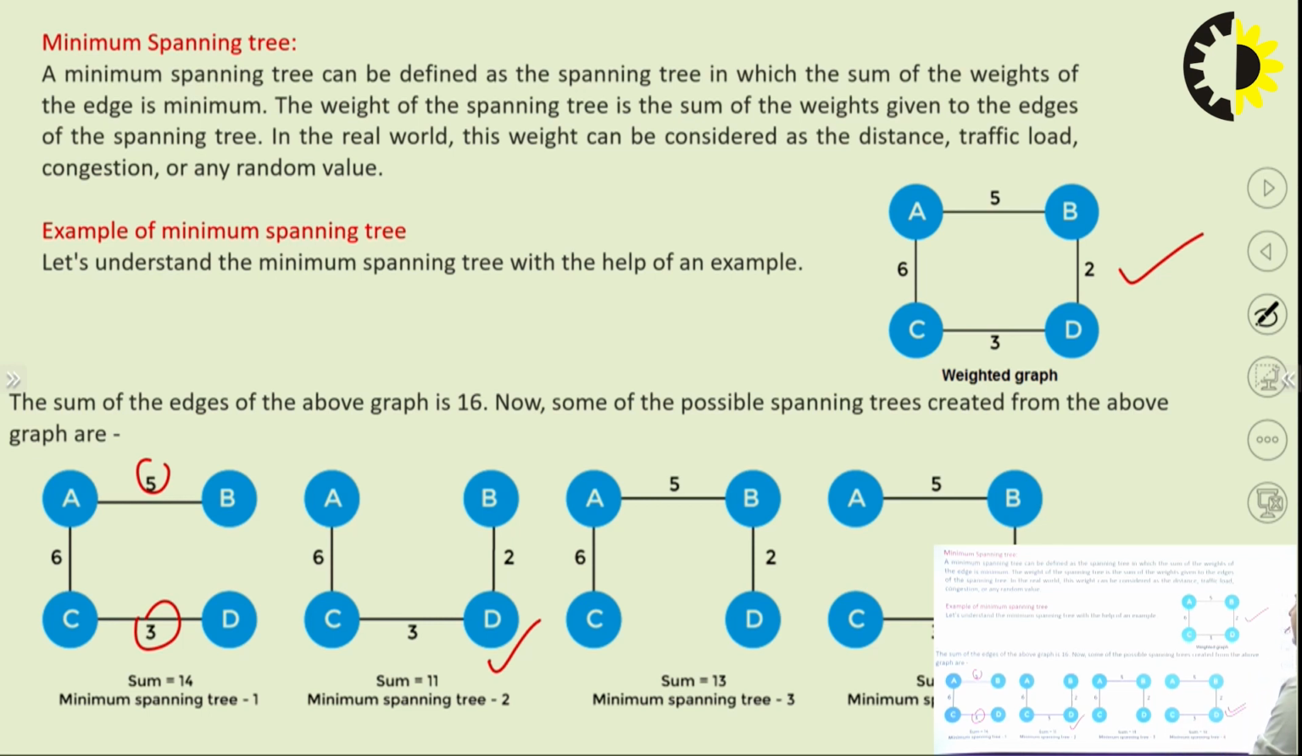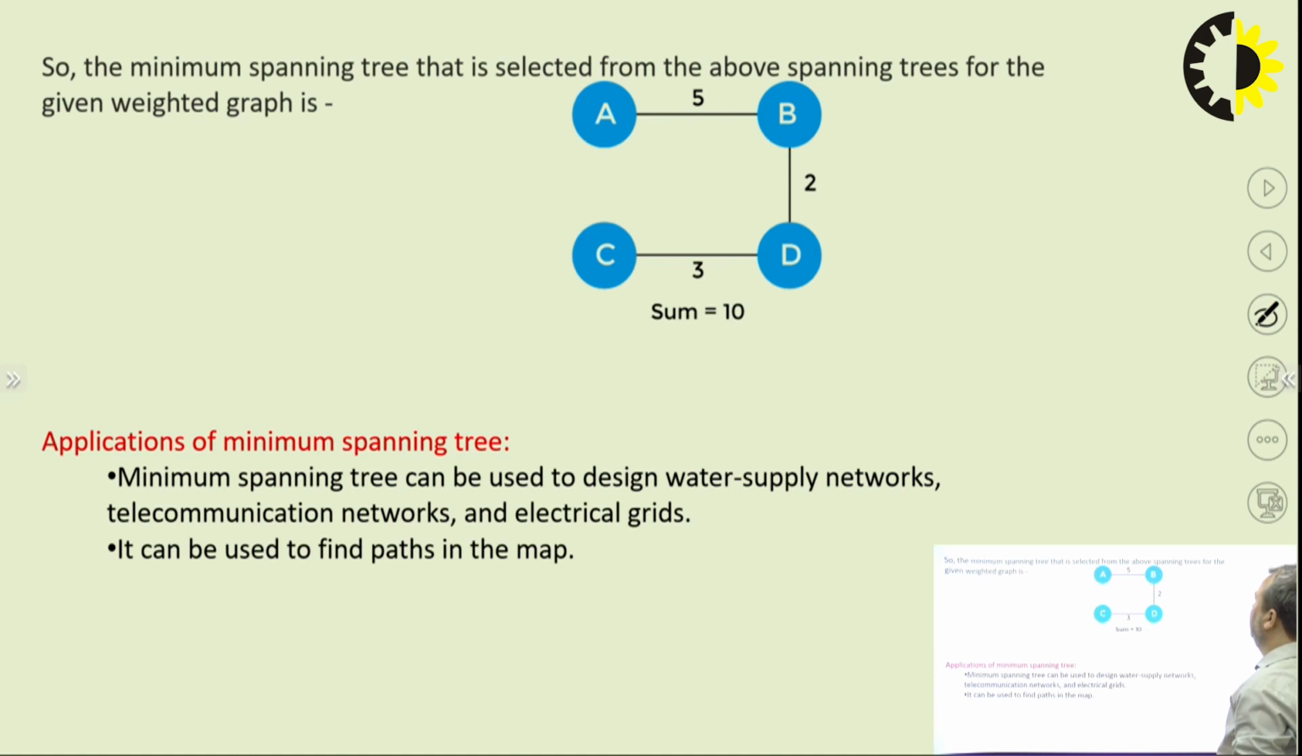So this way we can find out and verify whether it is a spanning tree or not. What needs to be done? We have to ensure that all 4 vertices are included and there are no cycles anywhere. Then it will be a spanning tree, and this will be the minimum spanning tree.